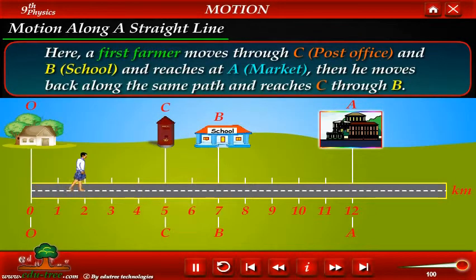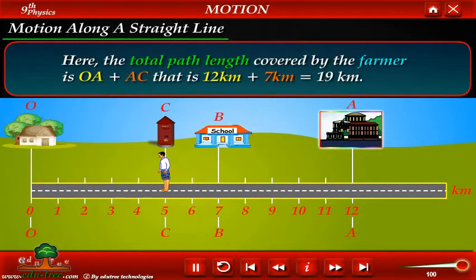Here, the farmer first moves through C, post office, and B, school, and reaches A, market. Then he moves back along the same path and reaches C through B. Here, the total path length covered by the farmer is OA plus AC, that is 12 kilometers plus 7 kilometers equals 19 kilometers.